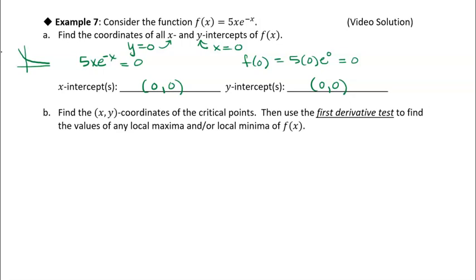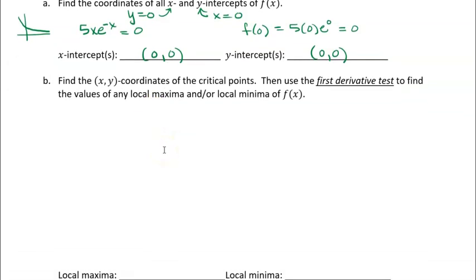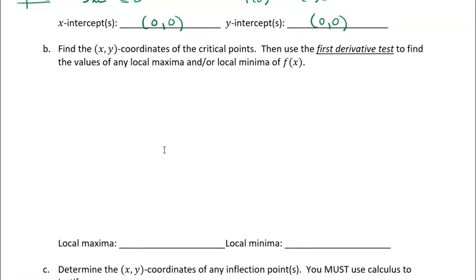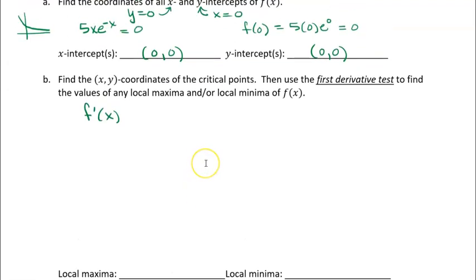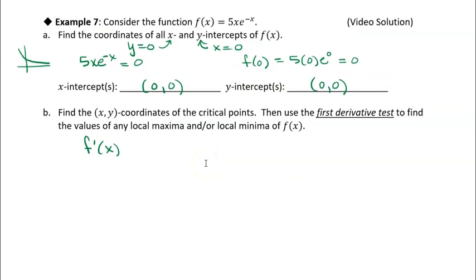Now the next question is asking us to find the x-y coordinates of the critical points, and use the first derivative test to find the values of any local minima and maxima. So to find the critical points, we need the first derivative. I'll keep this scrolled down a little bit so we can see the function for now.